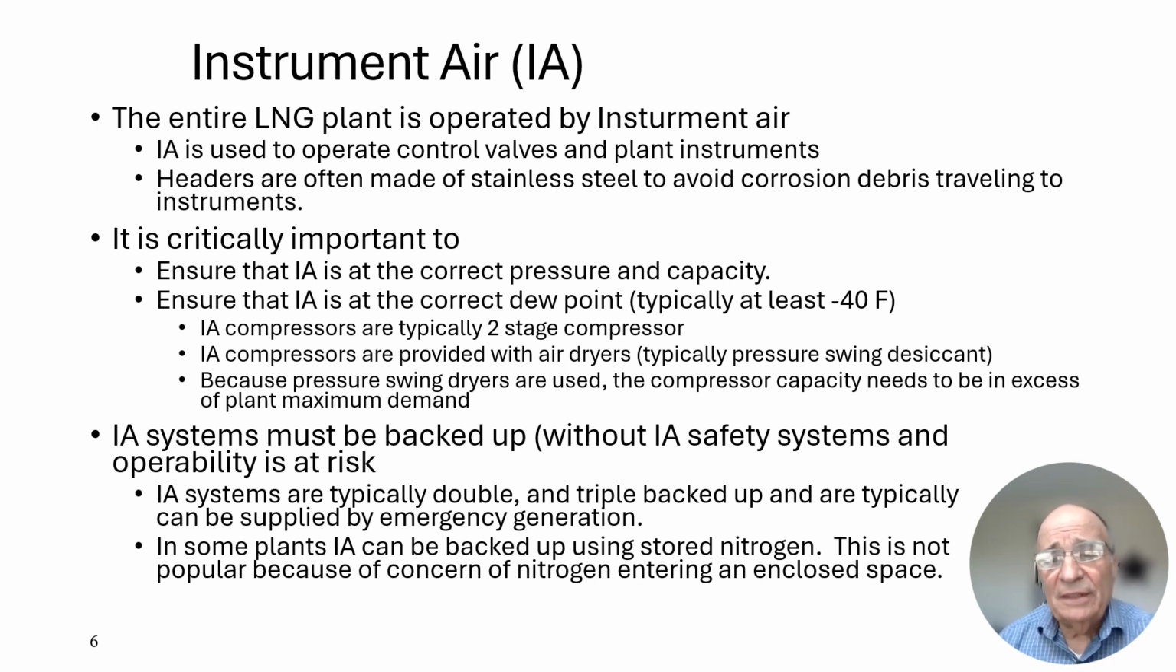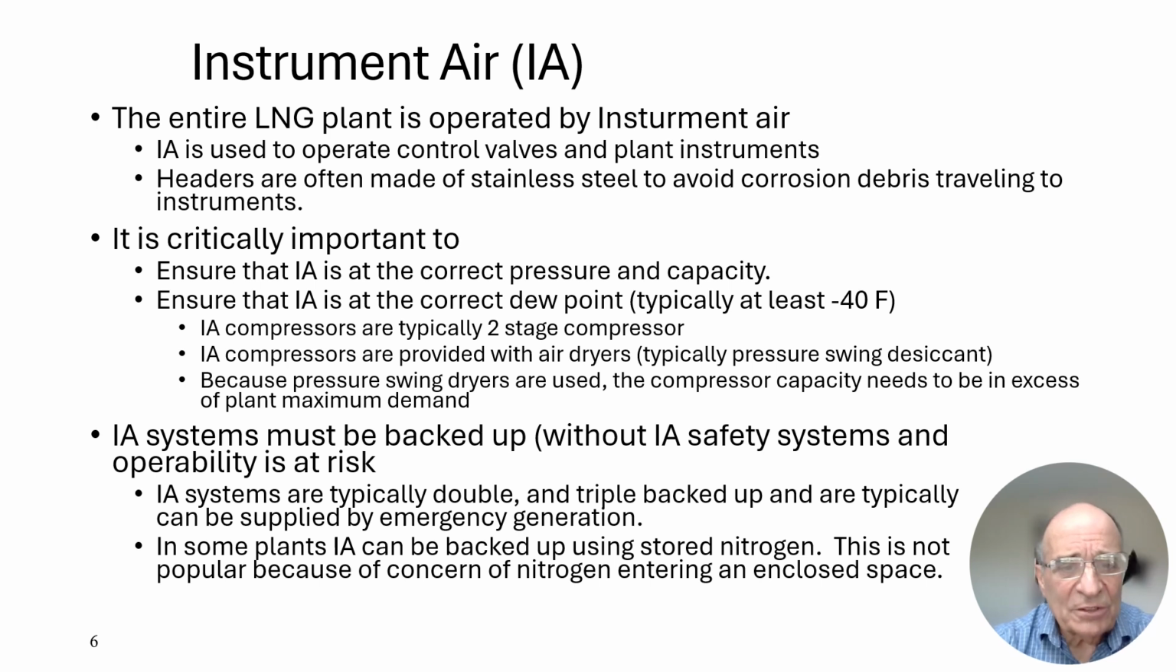These are typically pressure swing dryers, which means that you use dry instrument air to regenerate the desiccant in those dryers. Because these are pressure swing dryers, you need excess compressor capacity, which means that let's say you need 100 standard cubic feet per minute of air, you'll typically have a 200 standard cubic feet per minute air compressor because about half of that air is used to regenerate your dryers. May not be half, but in that order of magnitude.